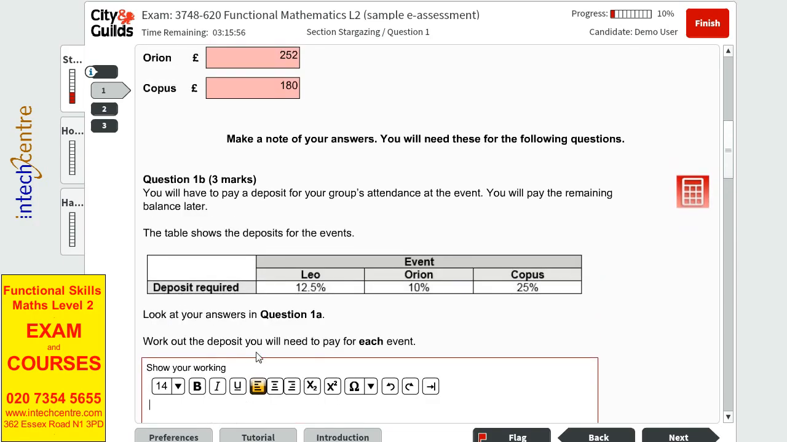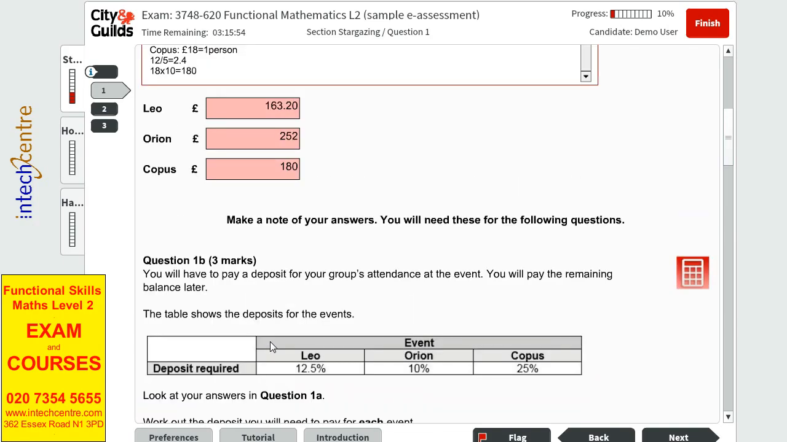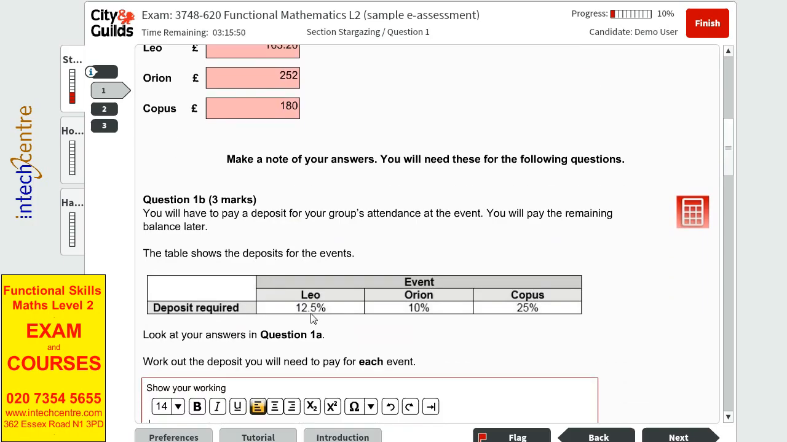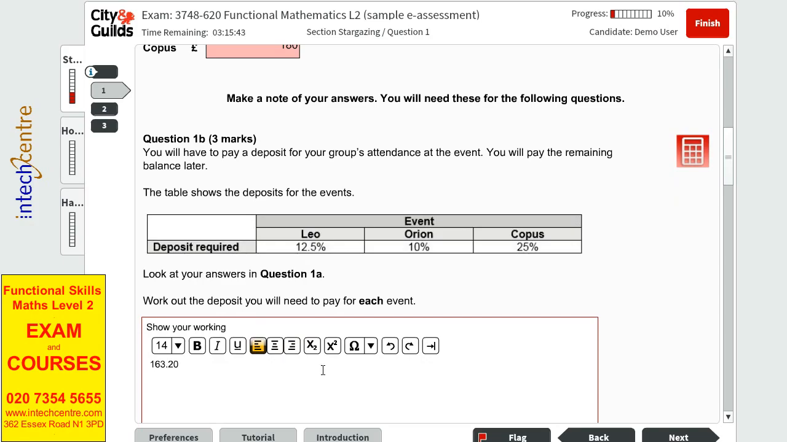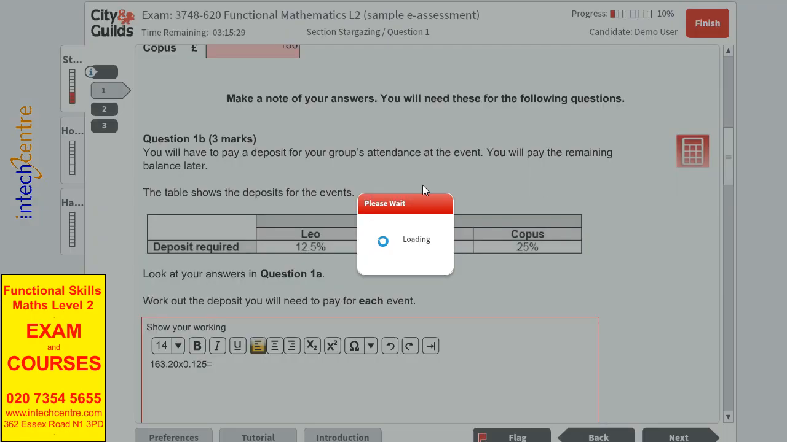From the question above, you can make a note on paper. This way it will be easier than scrolling up and down if you think that's suitable for you. So for the first one I said 163.20. This is typed here, and we have to find 12.5% out of it. Again, we do times 0.125. Let's find out the deposit. We'll use the calculator again.